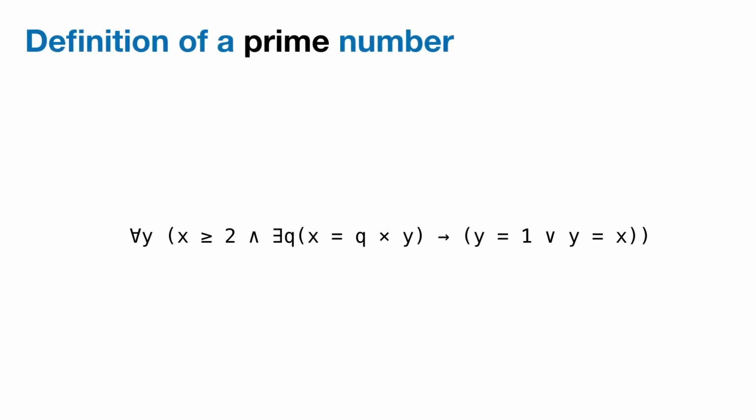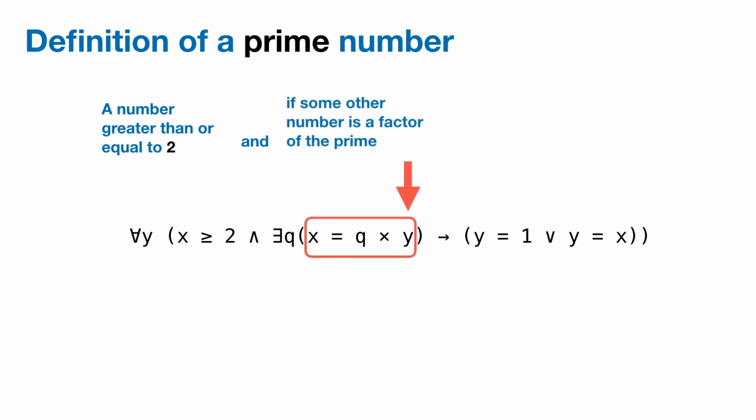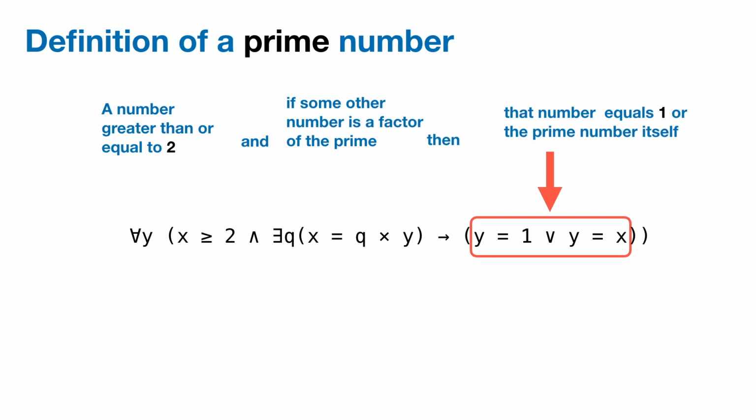It's sort of a cryptic string, but we're going to take the time to translate it into English. A prime number x is a number that's greater than or equal to 2. And if some other number y is a factor of x, then that number has to be either 1 or the number x itself. And that's the standard definition of prime that we're familiar with. A prime number is any number whose only factors are 1 and itself.